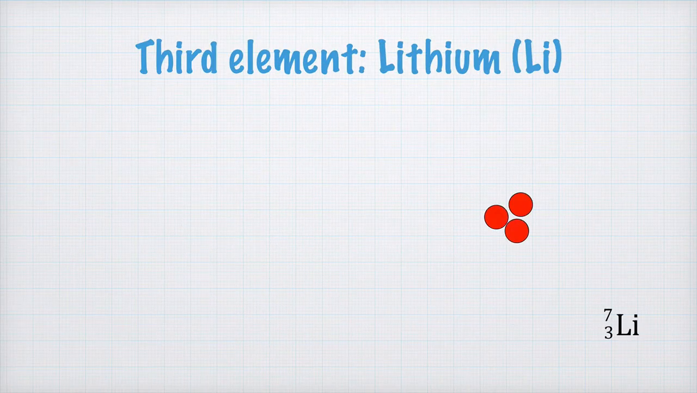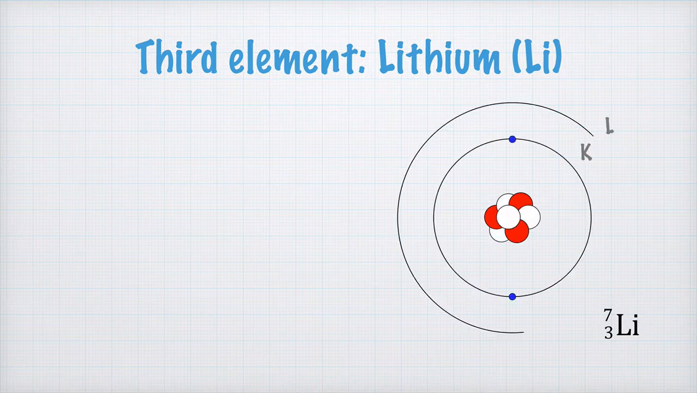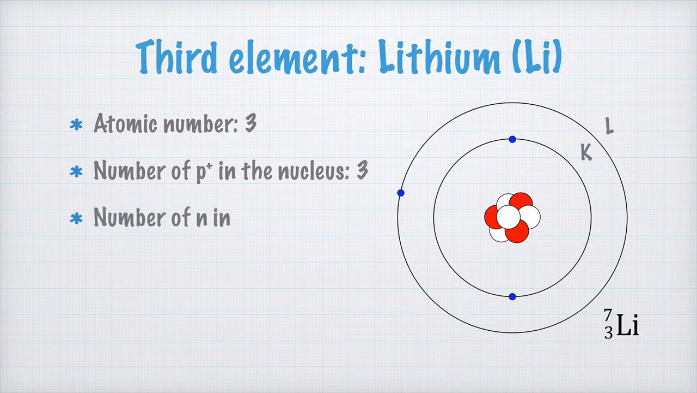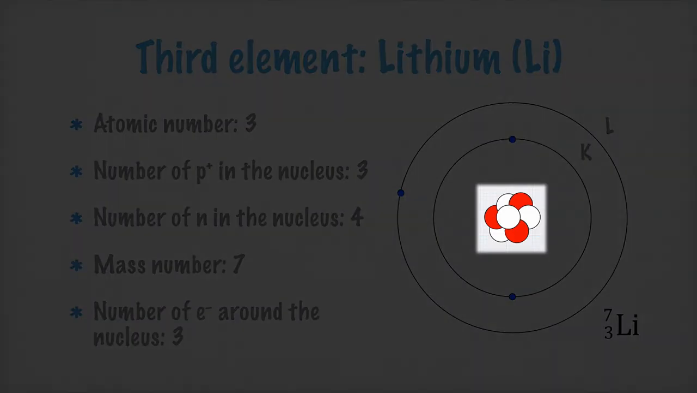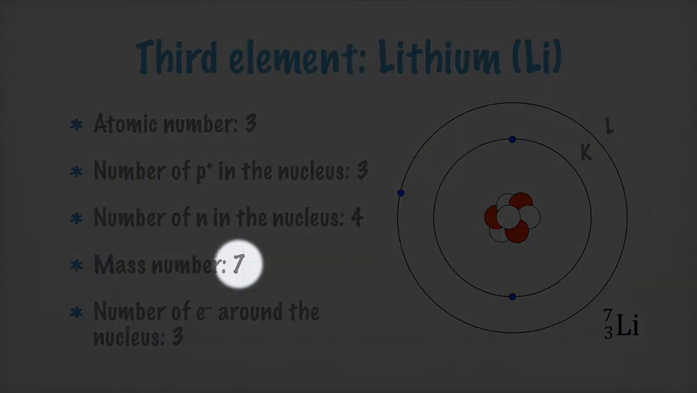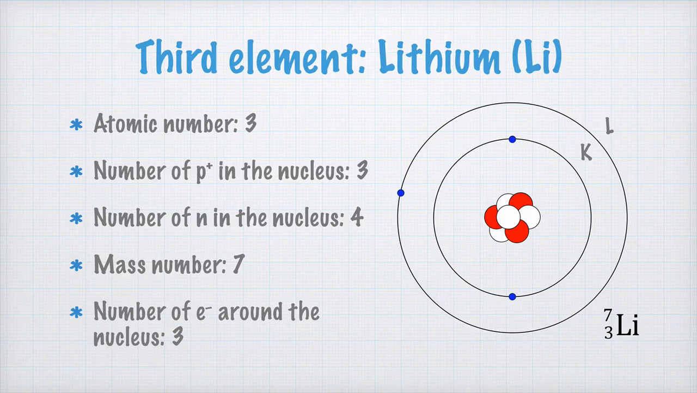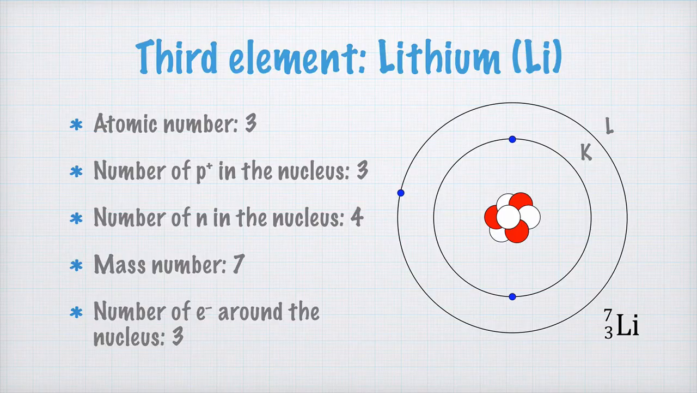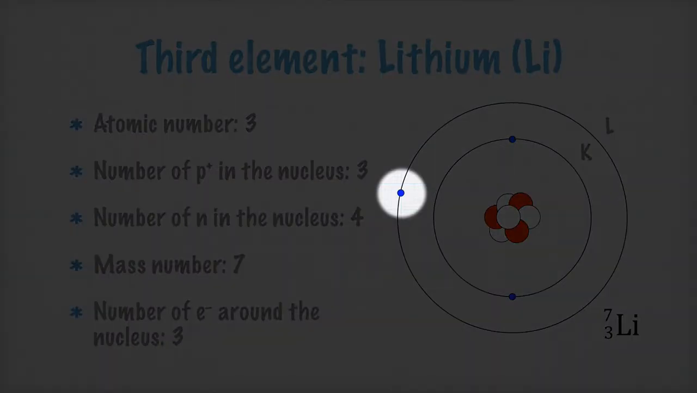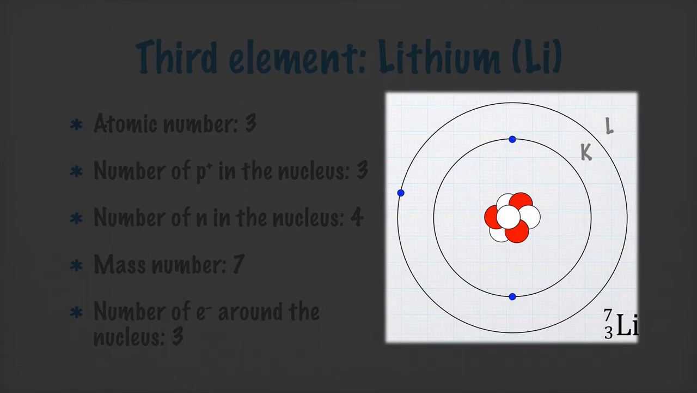Let's also draw the third element, lithium. Lithium has the atomic number 3, and that's because there are 3 protons in the nucleus. In this lithium isotope that I have drawn a model for, there are also 4 neutrons, so it gets the mass number 7. Now, there are also 3 electrons in this atom, but watch this. In the K shell, only 2 electrons can fit. The third electron cannot fit in the K shell, but must be placed in the next shell, the L shell.